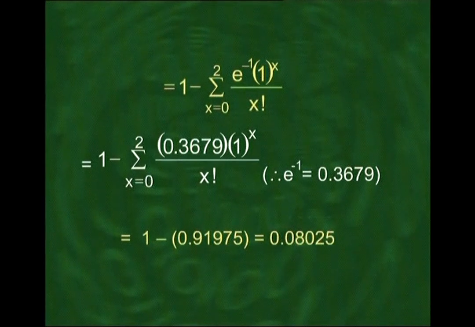Now, substituting the values of x in this formula, putting x equal to 0, 1 and 2 respectively, we finally obtain the probability that x is greater than or equal to 3 is equal to 0.08025. Iska matlab ye hua ke sirf 8% probability hai ke 3 ya 3 se bhi zyada callen receive hongi at this particular telephone exchange in a 15 second interval.